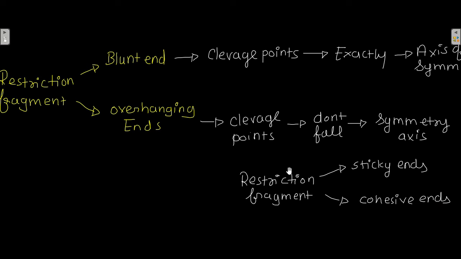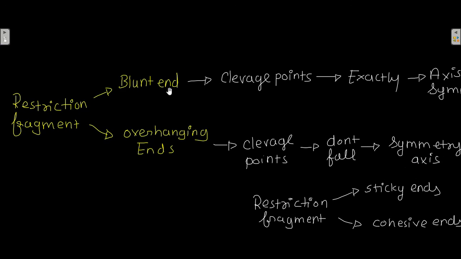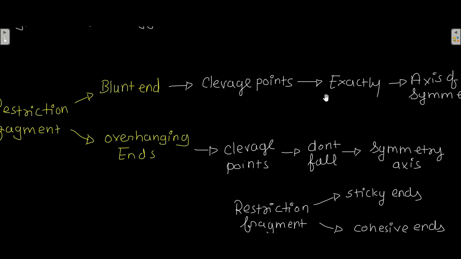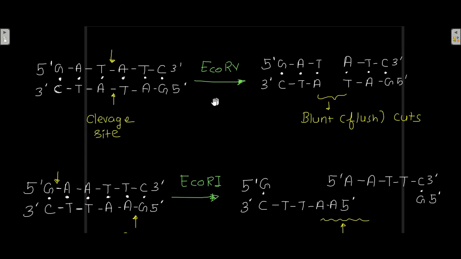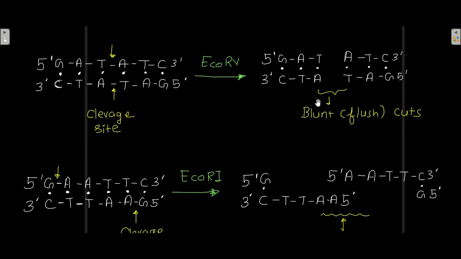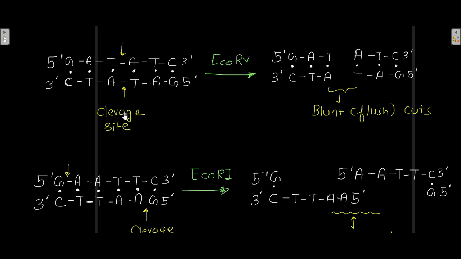And what does it mean? It means that the point at which the cleavage takes place doesn't fall on the symmetry axis, and in the case of blunt ends, the cleavage point falls exactly on the axis of symmetry. So this is how the blunt end and the staggered cut, or sticky end, look. You see, this is the cleavage site.